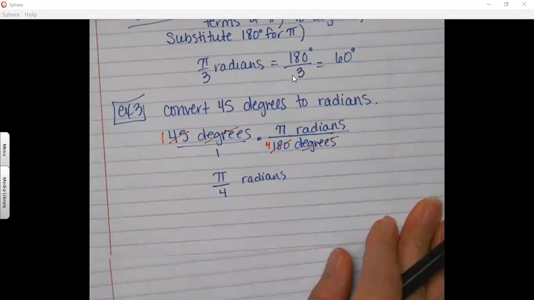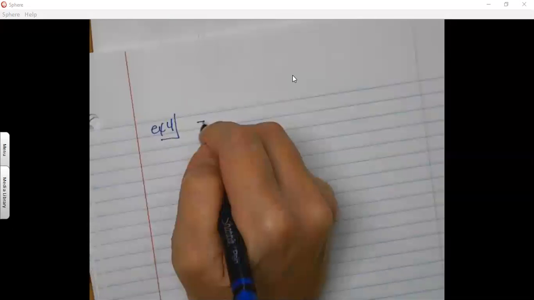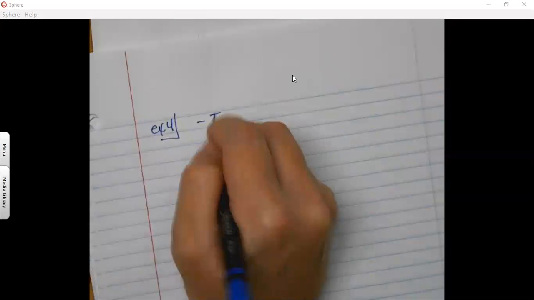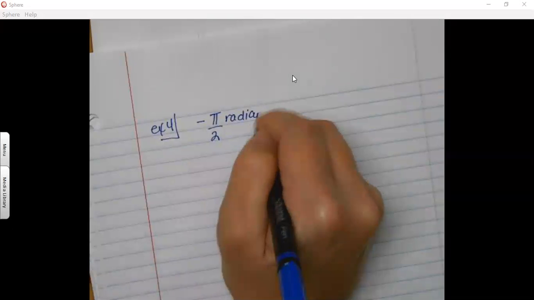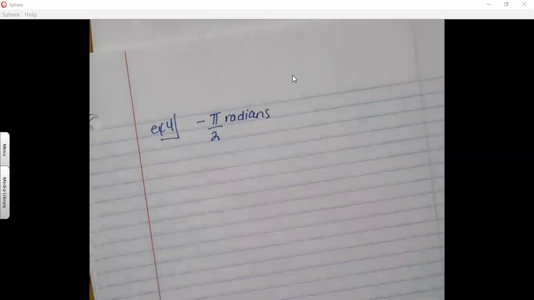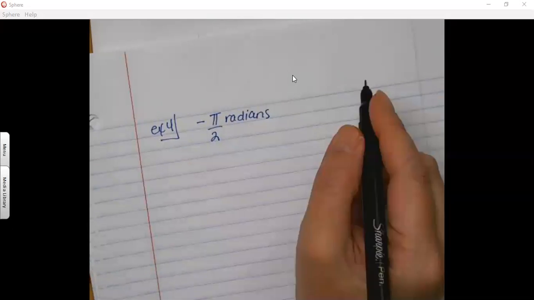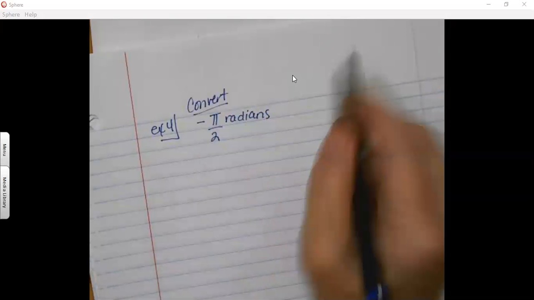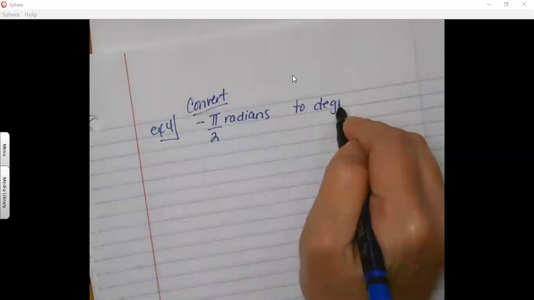All right. Y'all do this one. Example 4, negative pi halves radians. So remember, if the word radians is written to the right of the fraction, it's technically in the numerator. To degrees. Forgot to write the word convert. Convert negative pi halves radians to degrees. Y'all do that one on your own.